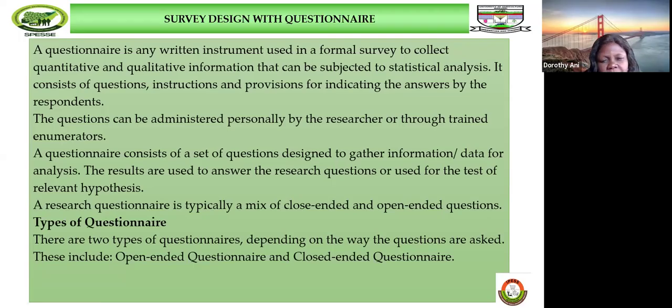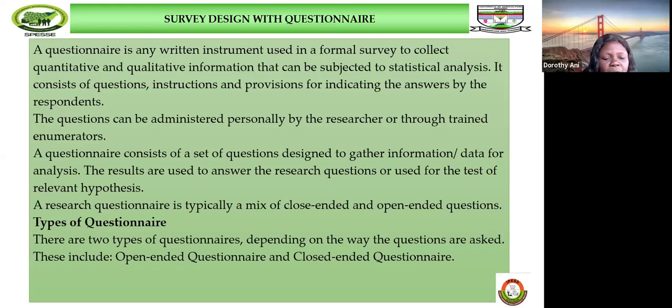So the questions can be administered personally by the researcher or through trained enumerators. Sometimes if there is a place where there is a language barrier, or the number of respondents are so many, there is a need for you to train some enumerators to help you to collect data, because you cannot be the only person. Just assuming that you are going to survey like 300 or 500 people, and you needed this thing in 2 weeks. I don't know what magic you can use so that you can divide yourself as you are interviewing this person, you're interviewing another person, and like that.